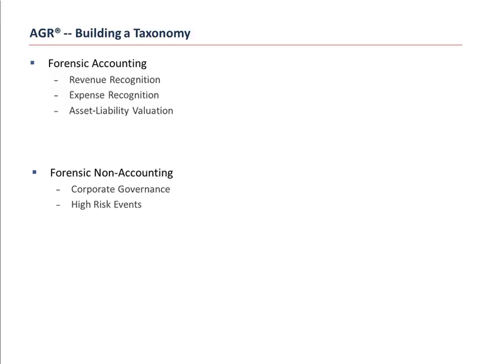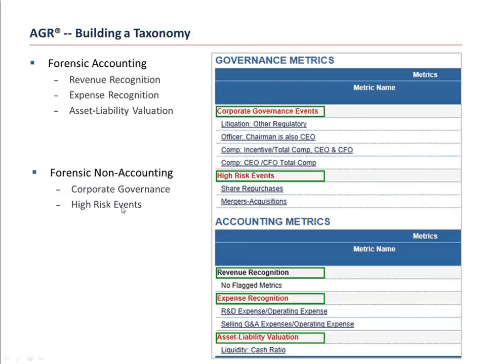With the metric operation and big data organization in our mind, we next realized that we needed a taxonomy that was different from that of the financial statements. Accounting fraud is determined by a type of game, a fraud game as it were, and creating a proper taxonomy to categorize these games was essential. The AGR taxonomy has 2 meta-categories, each with subcategories. Forensic accounting has a revenue recognition portion, an expense recognition portion, and an asset-liability valuation portion. Forensic non-accounting has a corporate governance section and a high-risk events section.